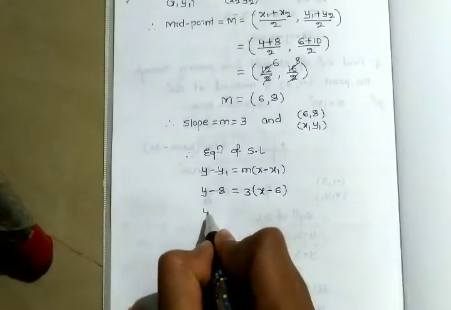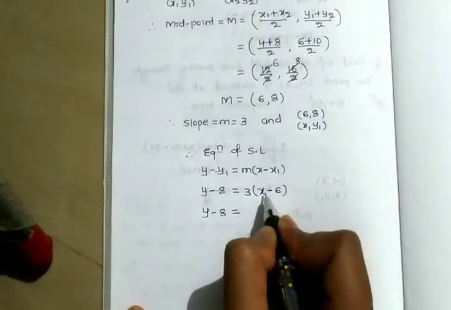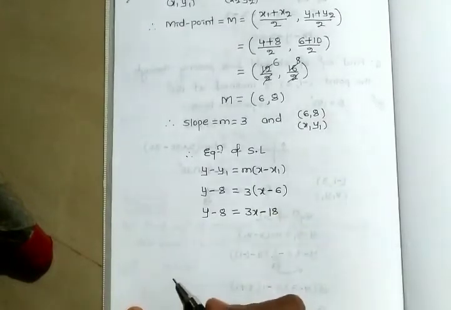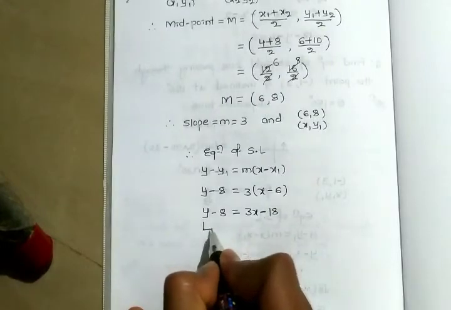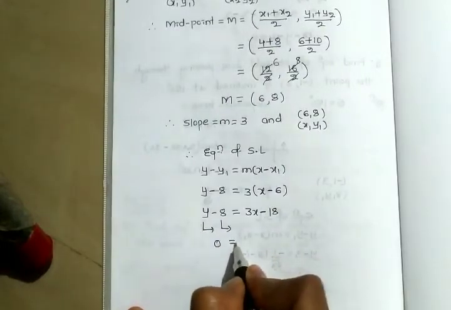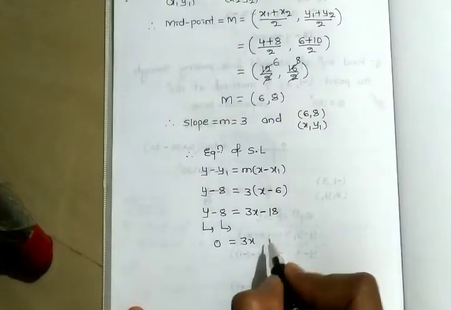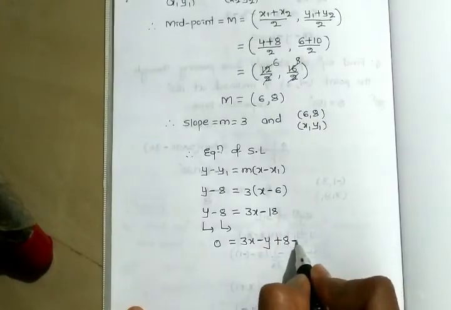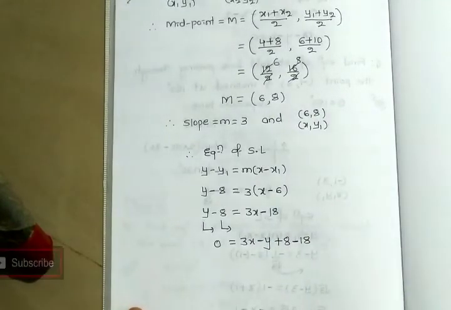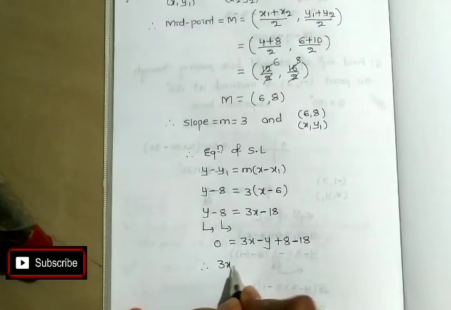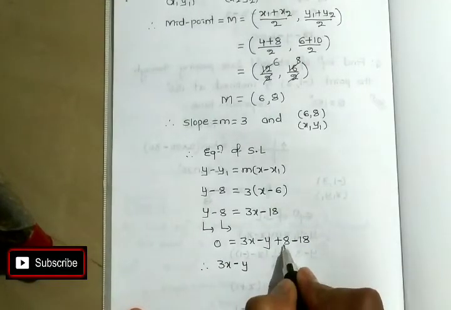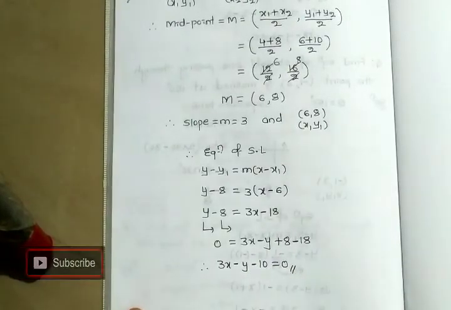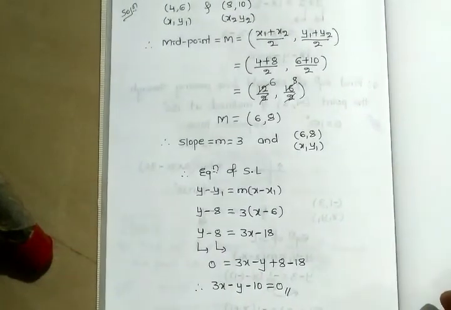Open the bracket. So y minus 8, keep it as it is, 3 into x, 3x, minus 3 into 6, 18. X contains a positive sign, so shift these two values. So 0 is equal to 3x, keep it as it is, plus y becomes minus y, minus 8 becomes plus 8. Already minus 18 is present on the right hand side. Therefore, finally 3x minus y plus 8 minus 18, which means minus 10, is equal to 0. So this is the required equation of what? Straight line.